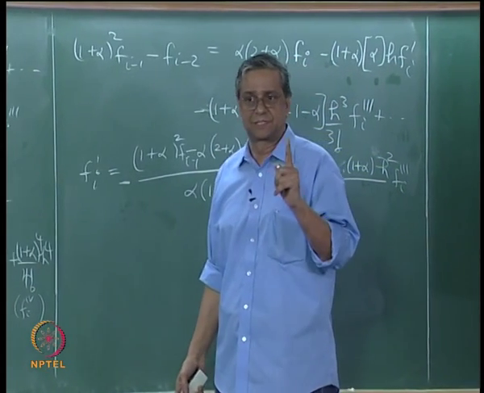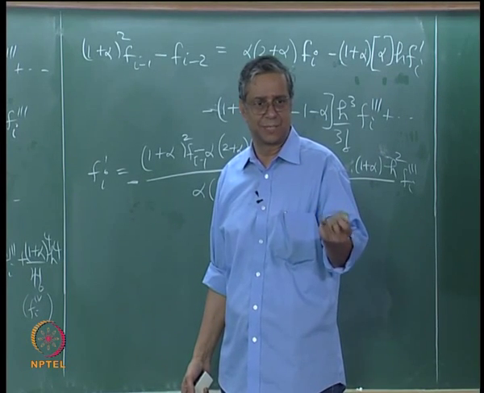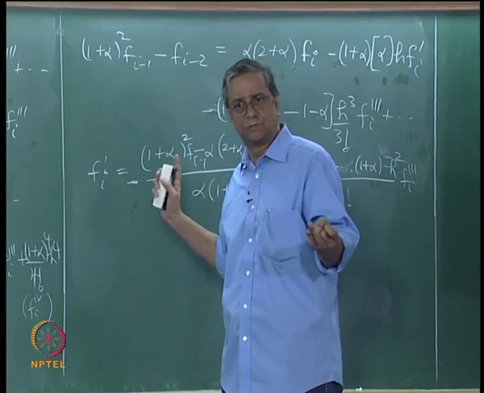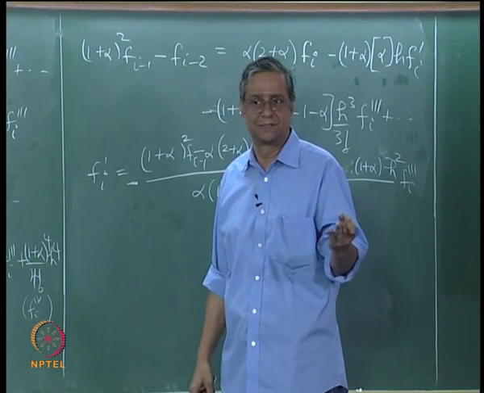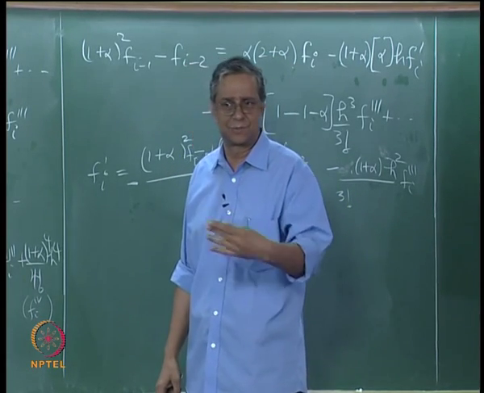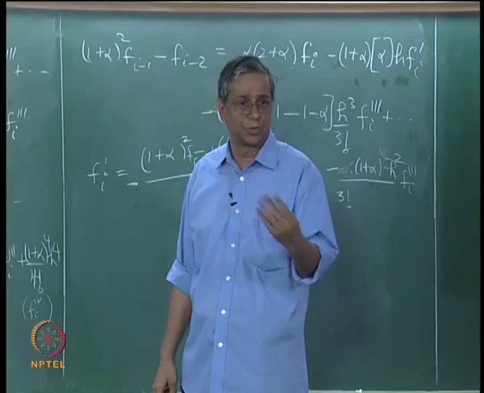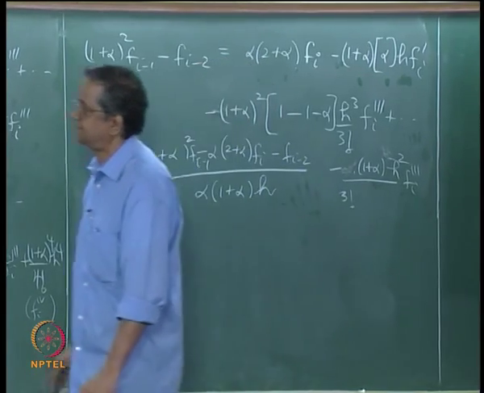So far we have looked at the first derivative. You have a first order forward difference representation, backward difference representation, second order forward difference, backward difference. You have one third order representation that I did in the last class. I would strongly recommend that you work out other higher order representations for the first derivative.